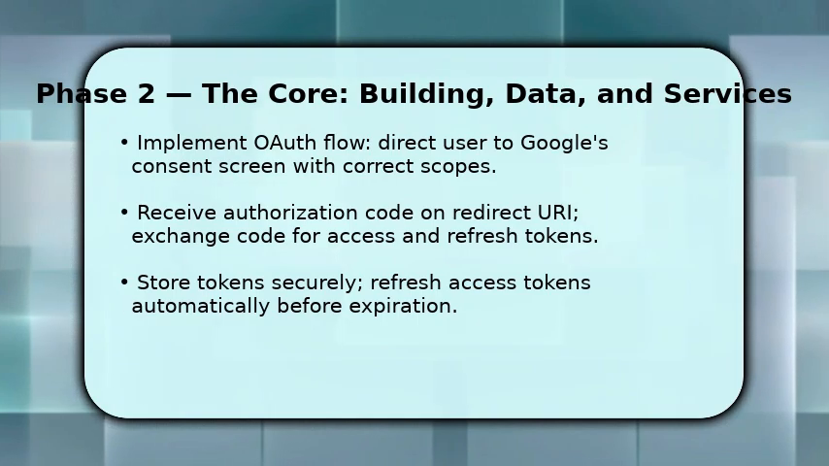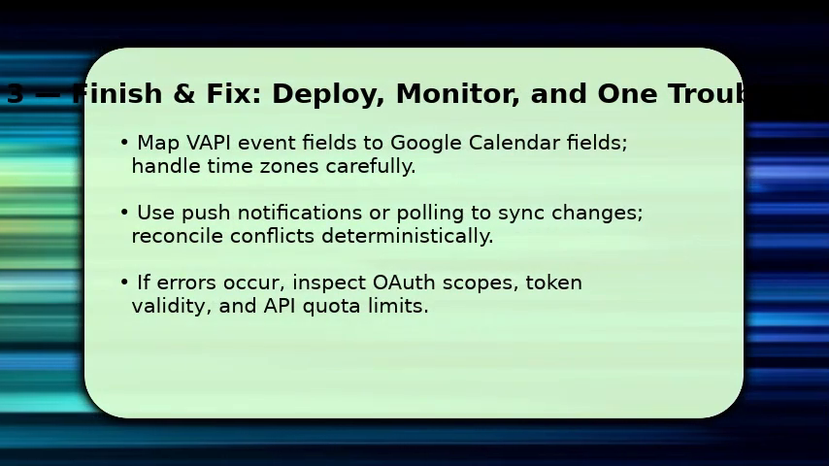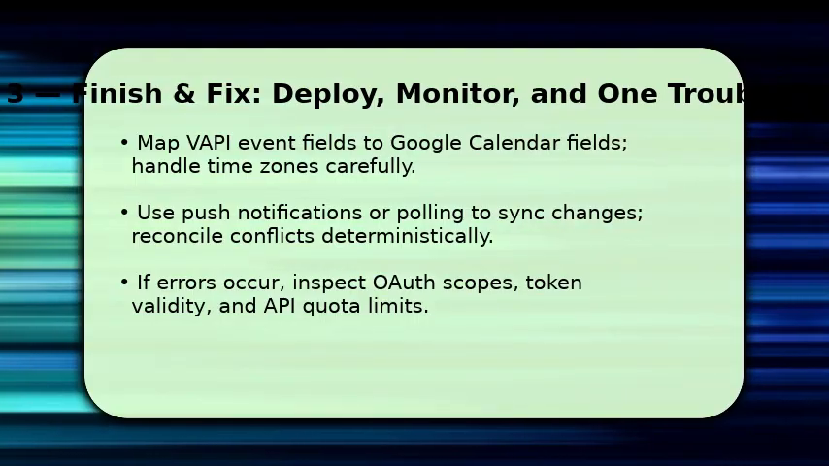You finish by mapping Vapi event data to Google Calendar fields, paying special attention to time zones and recurrence rules. This preserves event integrity. Once mapped, push creations and updates using authenticated calls, and implement webhook pushes or scheduled polling to keep both systems in sync.